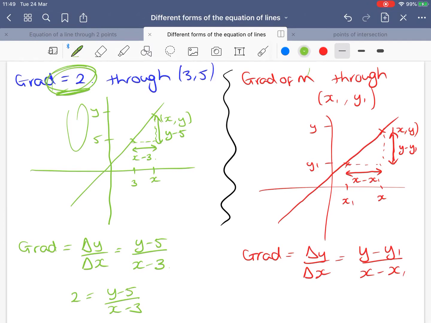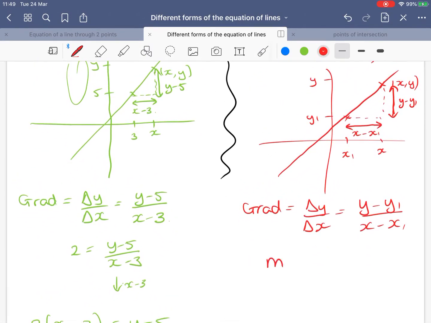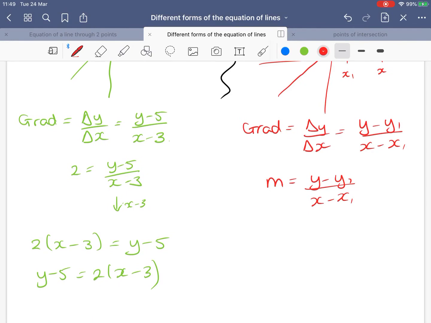But as I was told before, my gradient is m. So I can write m = (y − y1)/(x − x1). And again, just like we did with the exact example, if I multiply by this denominator to remove it, I get m(x − x1) = y − y1, and we just tend to write it the other way round.